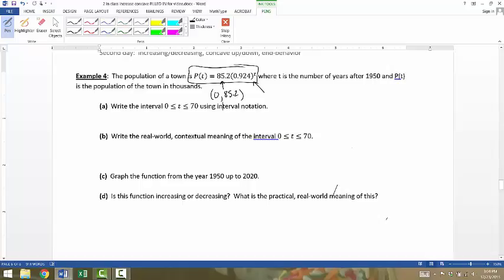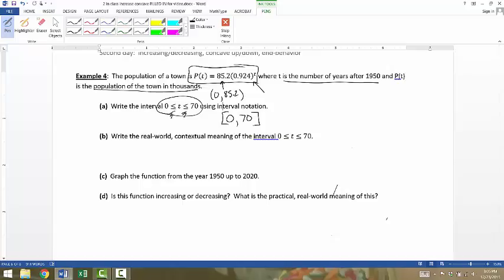It tells us that t is the number of years after 1950. P of t is the population of the town in thousands. So part A asks us to first just write the interval from 0 to 70 in interval notation. Now notice it does say less than or equal to and less than or equal to. So when we write it in interval notation, t can be greater than or equal to 0, and it is less than or equal to 70. So we're going to use brackets on our interval notation because it can equal those endpoints.